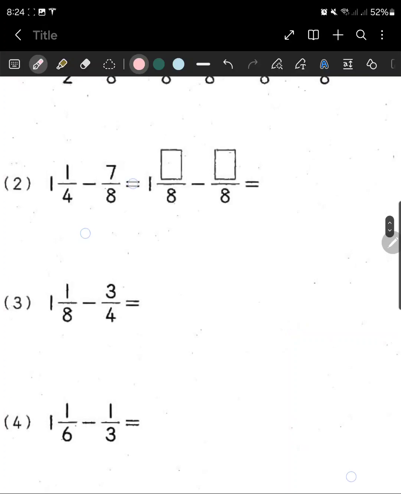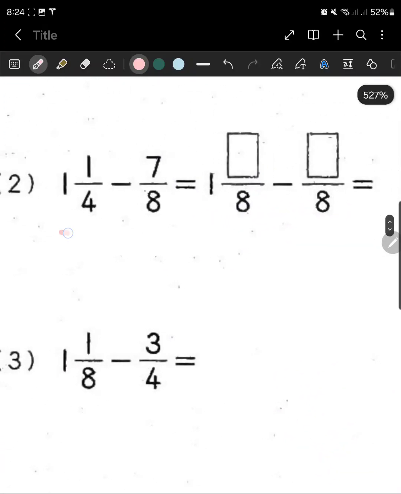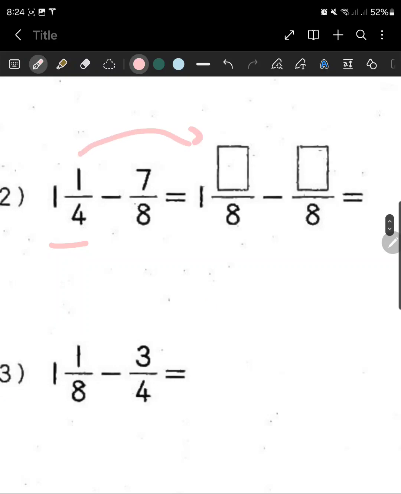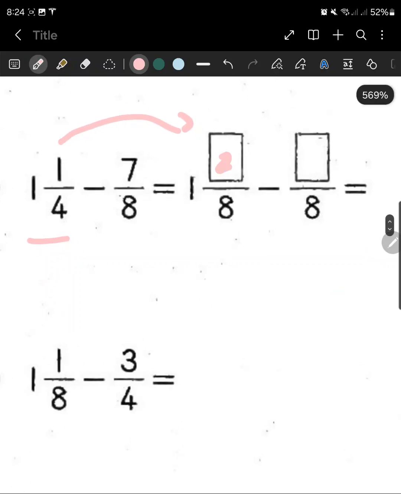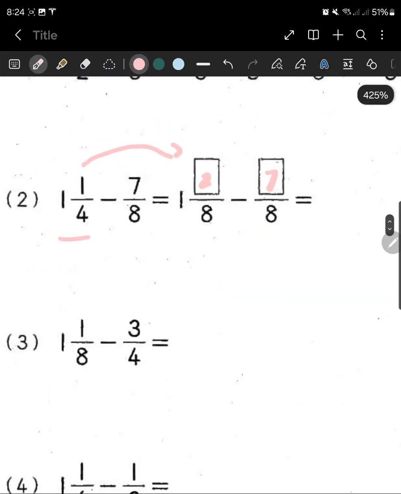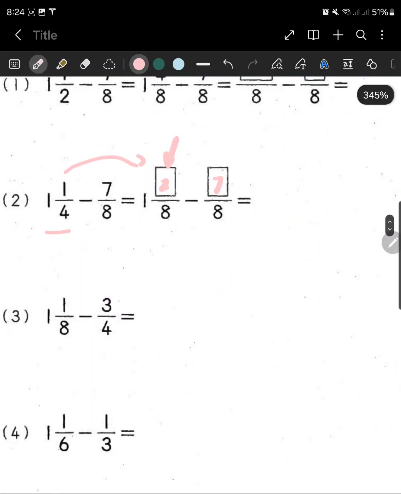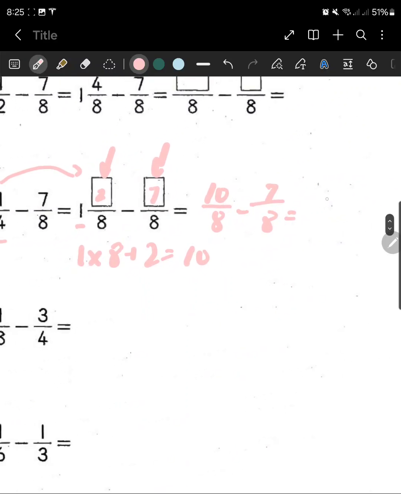Okay, let's do some exercises right here. Question number 2. First, we see that 1 over 4, we want to change this 1 over 4 into 2 over 8. And this 7 over 8 will remain unchanged. Now I identified that the numerator 2 is less than the numerator 7. So what we're going to do is ask the battery. I say, hey, no problem, I'm going to be borrowing 1 whole from you. So then this becomes 10 over 8. How do I get to 10 again? Again, 1 times 8 plus 2. So that will give you 10. And then subtracting 7 over 8 will give you 3 over 8. Right, that's the answer for this question.